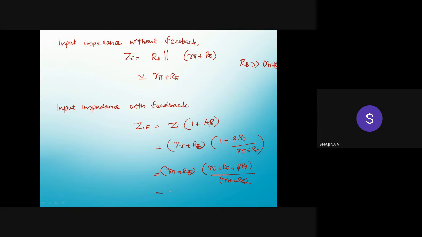So my input impedance will be what? R5 plus, here again I can take RE outside. So it will be 1 plus beta into RE. Okay. If you consider the earlier example, here parallel to this there will also be something, RB will also be there. I am neglecting that here.